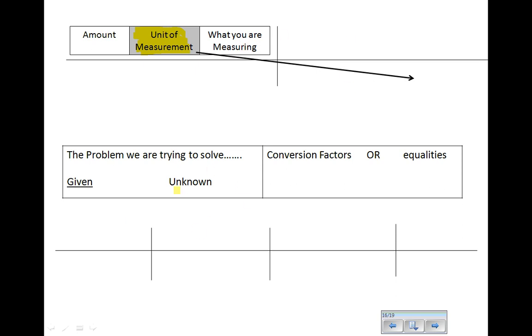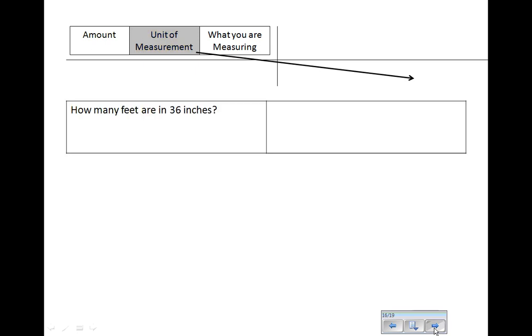I tell them to keep track of the problem that they are trying to solve and write down any conversion factors or equalities that they know of. When they take a look at the problem that they are trying to solve, they are going to read it and underline the given. Then they are going to locate the unknown in the problem, or what they're trying to solve for, and circle it. And then they can go about setting up the dimensional analysis fence.